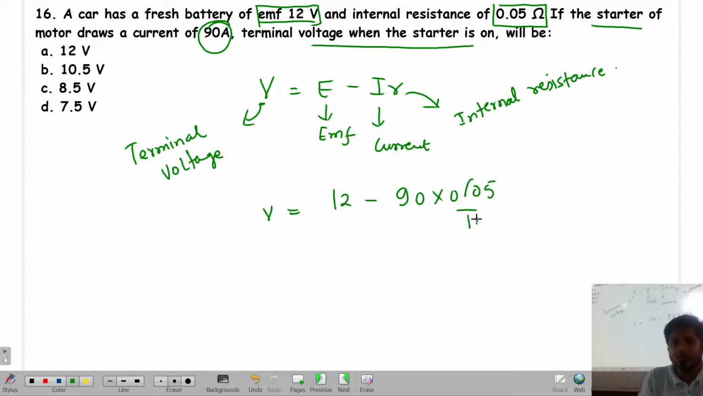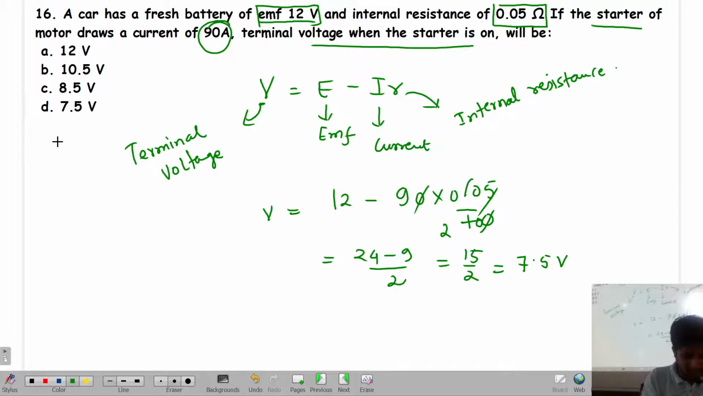Got it or not? Others do not talk. 5 2s are 10. 24 minus 9, divided by 2. Yes or no? Do it fast. 24 minus 9 is 15, so 15 by 2. 15 by 2 is what? 7.5 volts. Yes or no? So 16 is option D. Correct. 12 2s are 24 minus 9. Do it fast when you learn things.